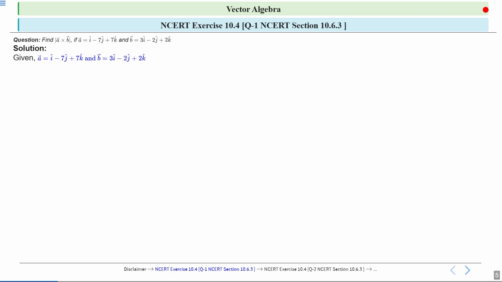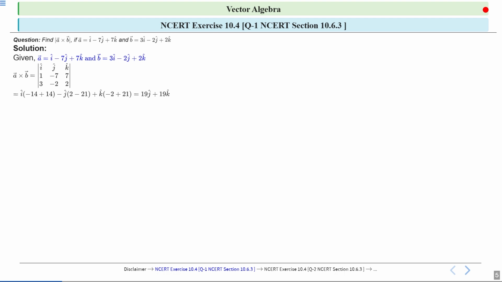Now the given vectors are a vector equal to i cap minus 7 j cap plus 7 k cap, and b vector is 3 i cap minus 2 j cap plus 2 k cap. Let's highlight that i cap, j cap, and k cap are the unit vectors along the x, y, and z axis respectively. It's important to note the coefficients for each component. We will use these values in the calculations. So a vector cross b vector can be written as the determinant of i cap, j cap, k cap; 1, minus 7, 7; 3, minus 2, 2.